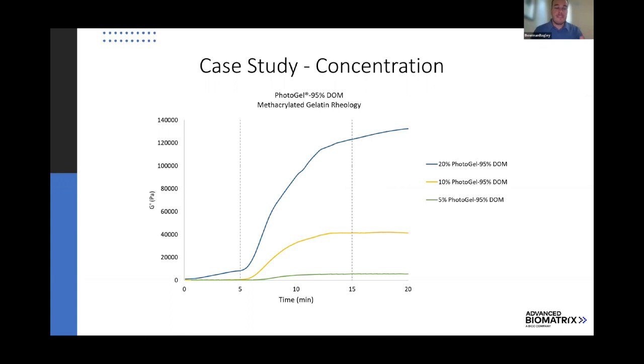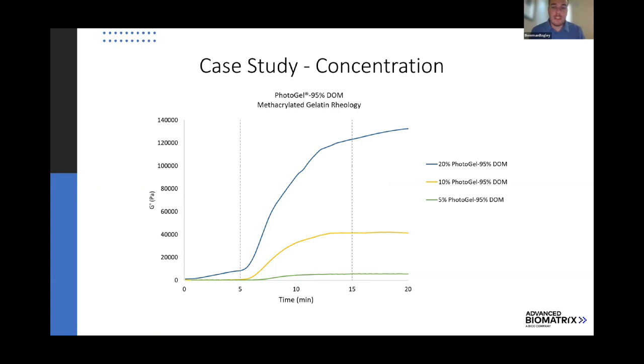So let's dive into this. We took the methacrylated gelatin, the 95% methacrylated. We allowed it to equilibrate for 5 minutes, and then we crosslinked it for 10 minutes, and then we let it sit for 5 more minutes. And that's the data that we're looking at. This particular one is used with LAP and 405 nanometer blue light. And again, all the data is in the white paper.